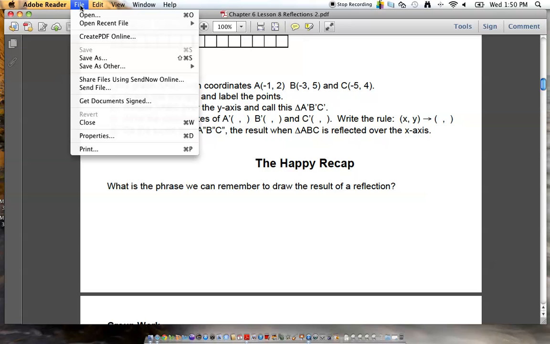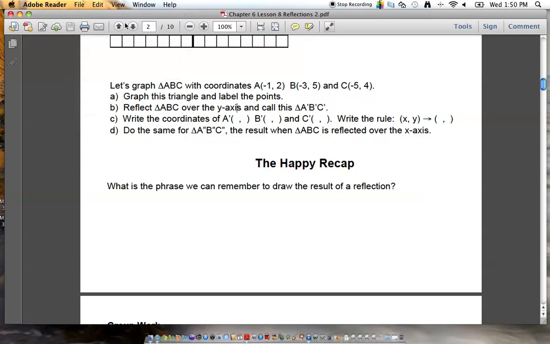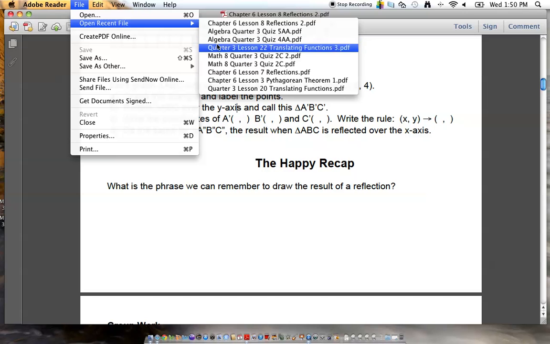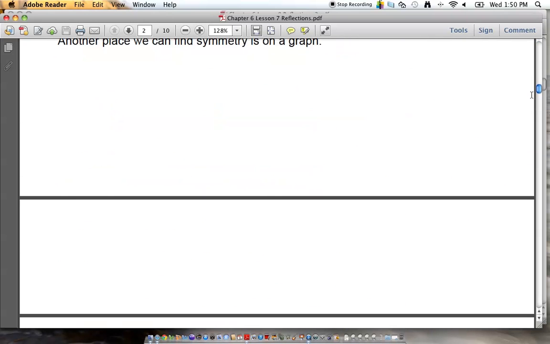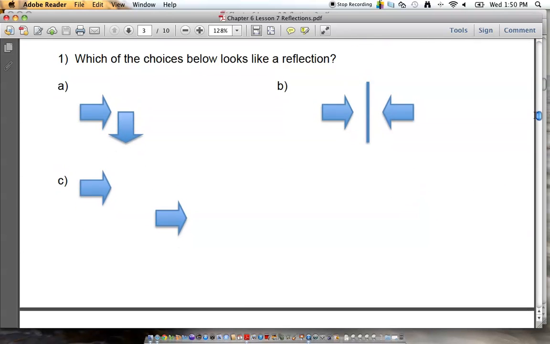Okay. Now, there's one other thing we didn't quite get to yesterday that I just want to mention very quickly. File, open recent. I want chapter 6, lesson 7. Now, if I scroll through here, which of these choices looks like a reflection? Samantha? B. Doesn't it look like if you fold it over the line, it lands on top of itself? This is a type called a rotation. It's a twist or a turn. We will do those tomorrow. And this is called a translation. We will do those Friday and Monday. Okay?